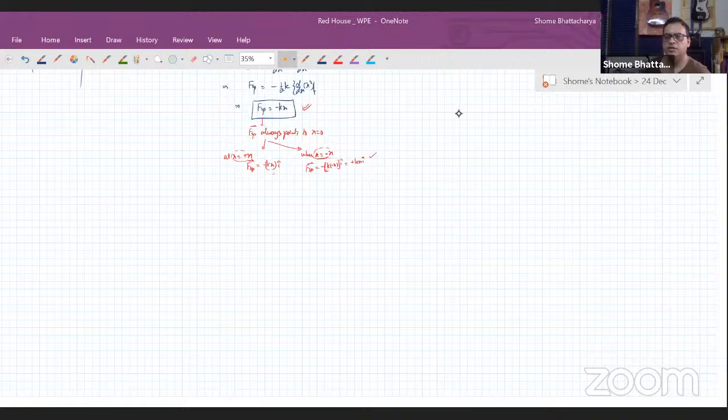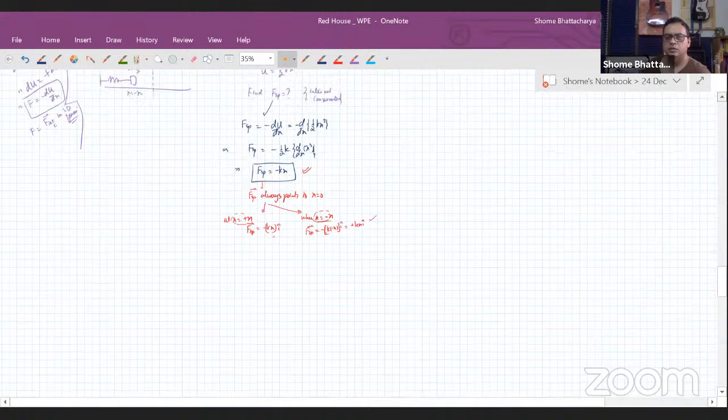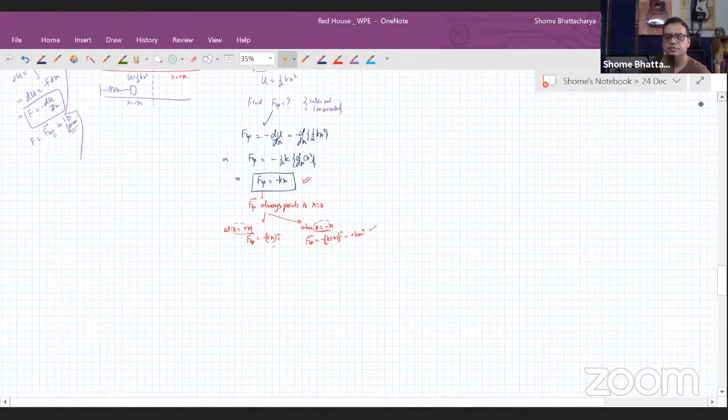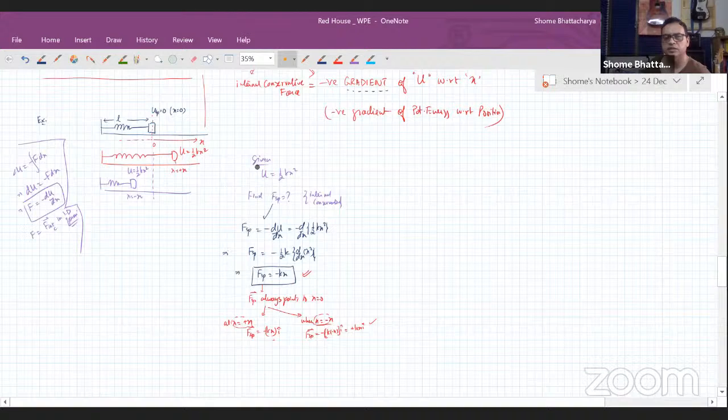The example is of spring force. So given the spring's potential energy is this, now how will we calculate the spring force? For that we'll use this definition here, that force is negative gradient of potential energy. The internal conservative force is negative gradient of potential energy.